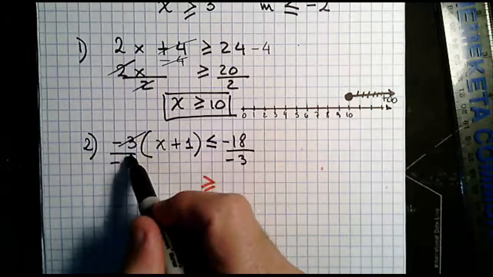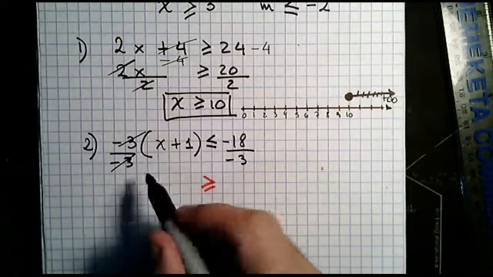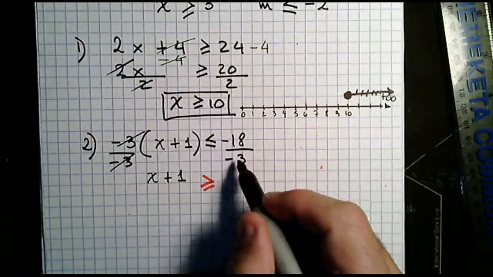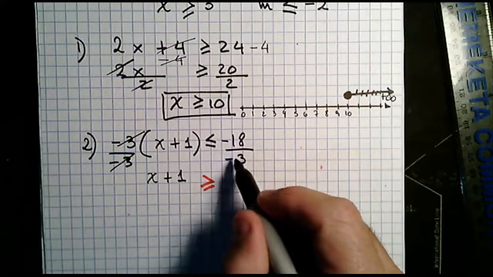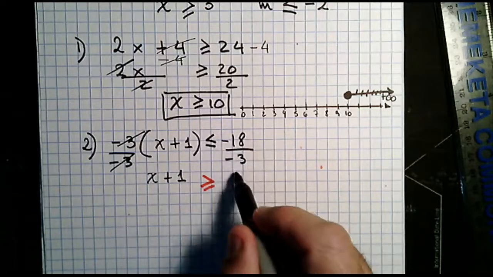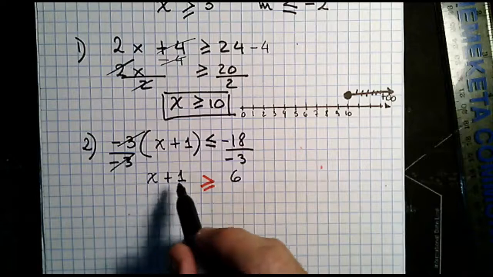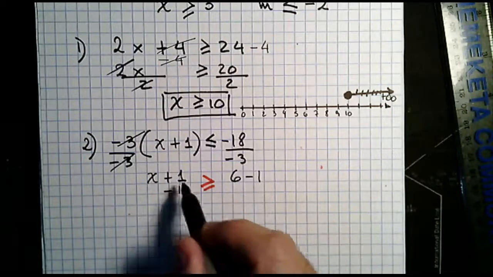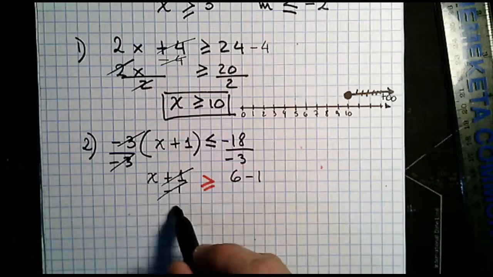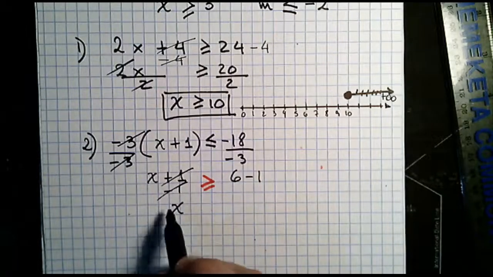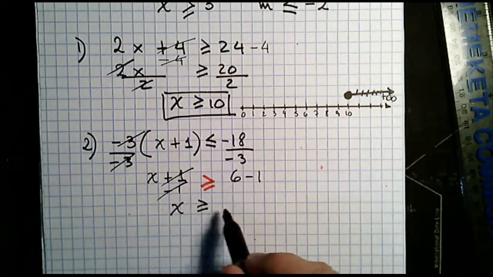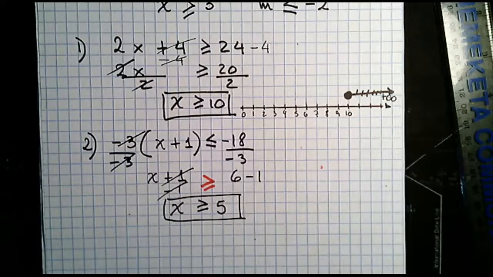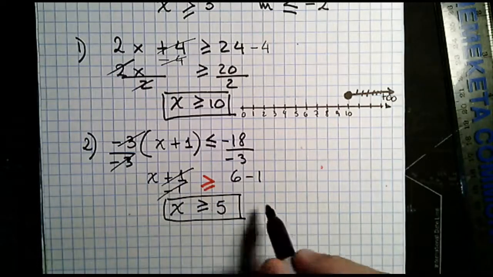So this and this cancel, and then I will have x plus 1, and on the other side, negative and negative is positive. 18 divided by 3 is 6. Then I will do minus 1, minus 1. Simplifying, the final value is going to be x greater or equal than 5. And this is the final result.